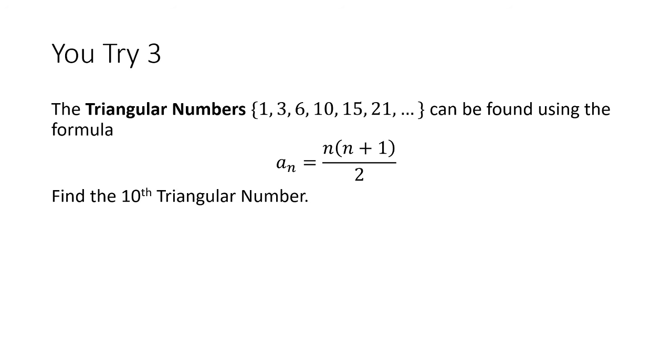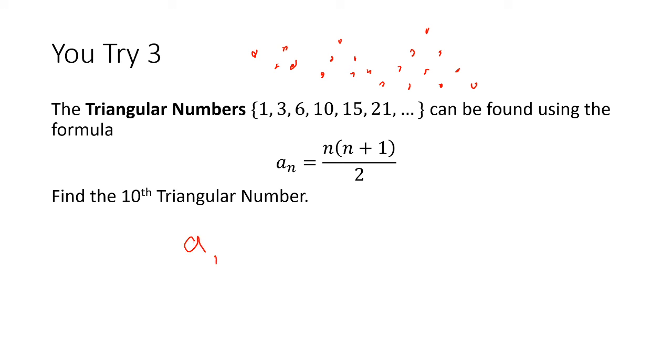Now that you've tried it on your own, let's do it together. So the triangular numbers, 1, 3, 6, 10. We've talked about them in class before, because it's one of my favorite sequences, can be found using the formula a sub n is equal to n times n plus 1 over 2. Let's find the 10th triangular number.